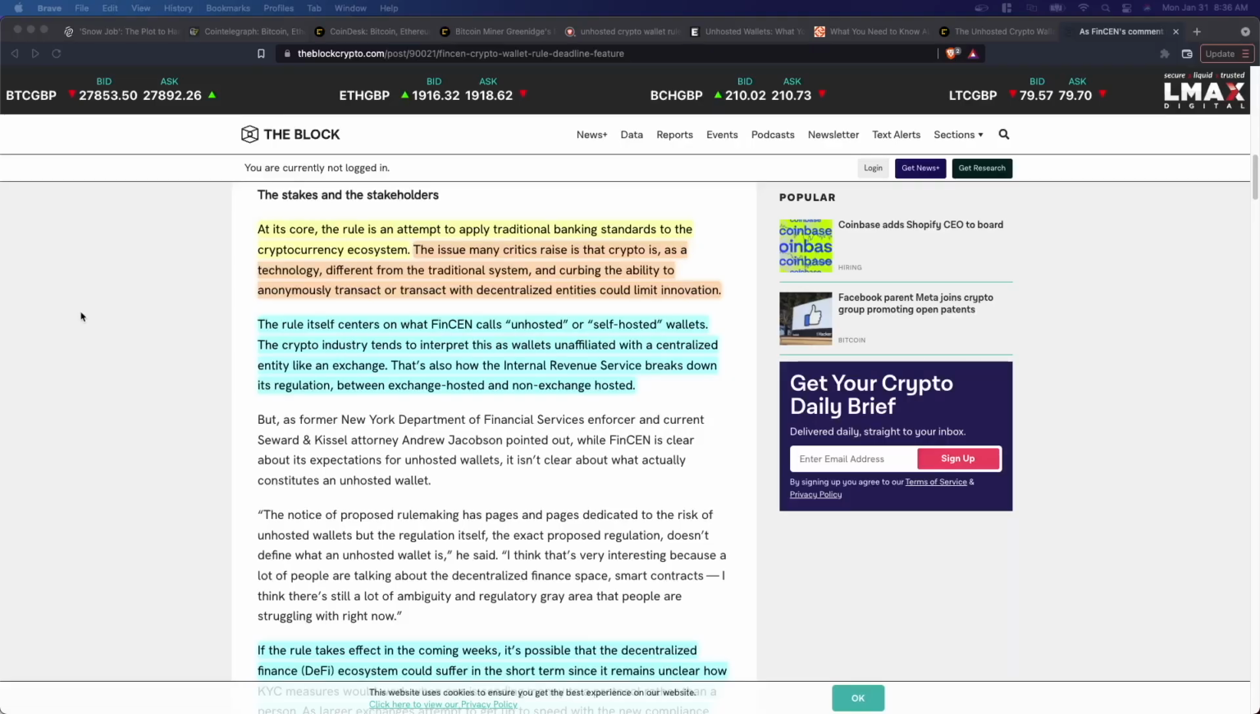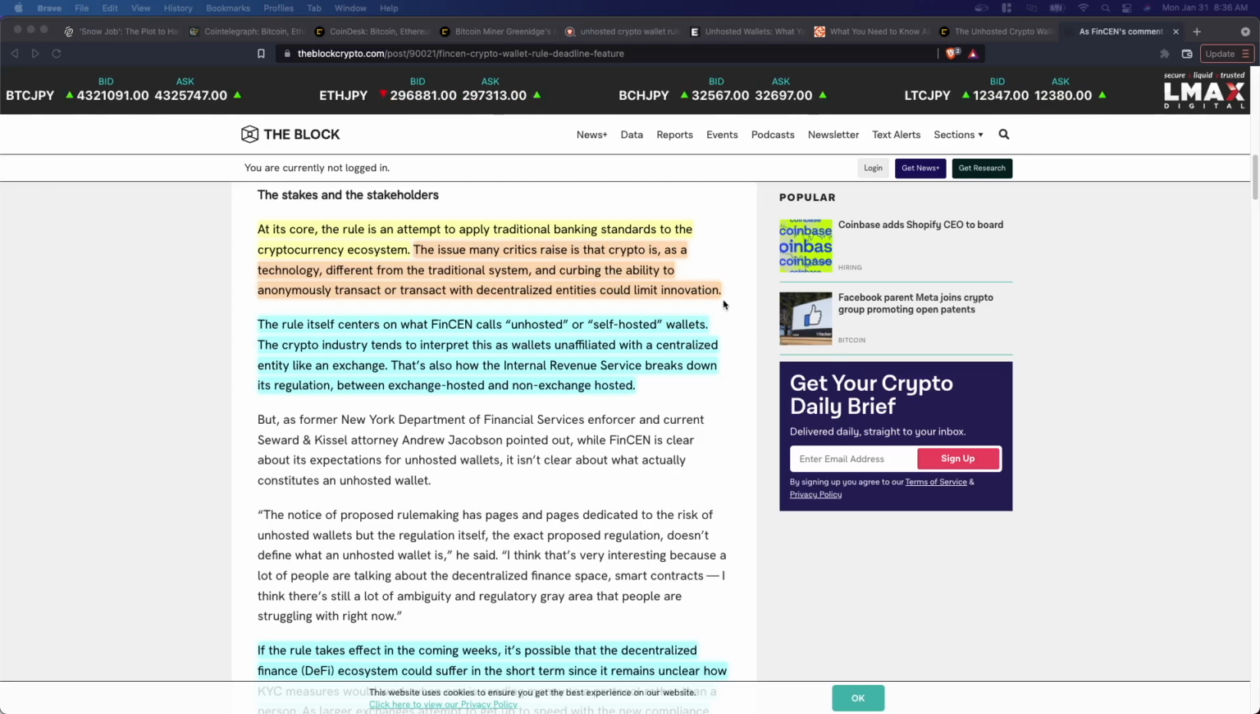So starting here with The Block Crypto, they reported earlier this month just some basics regarding this rule and what it is. And as we can see here, it says that at its core, the rule is an attempt to apply traditional banking standards to the cryptocurrency ecosystem. The issue many critics raise is that crypto is, as a technology, different from traditional systems, and curbing the ability to anonymously transact or transact with decentralized entities could limit innovation.